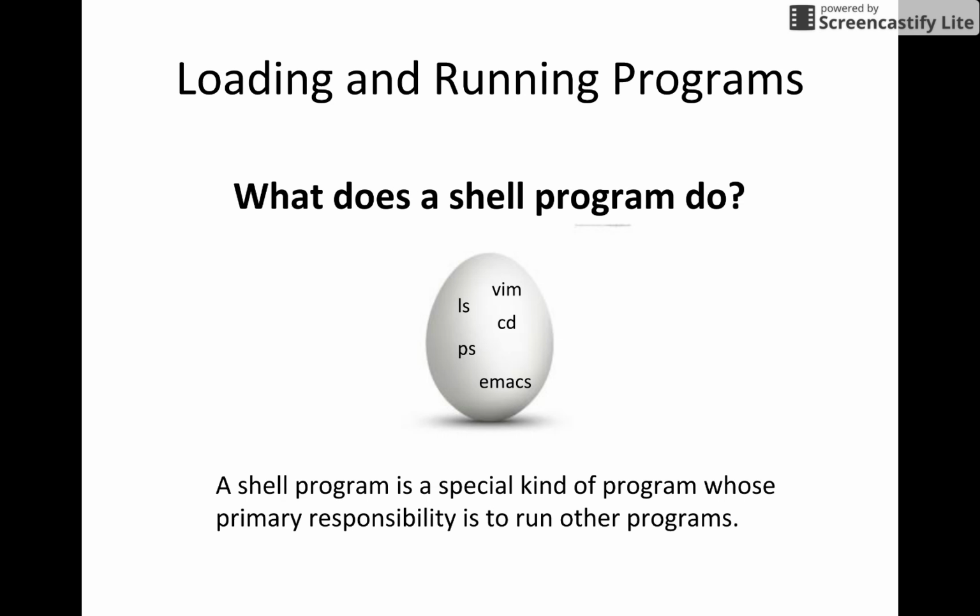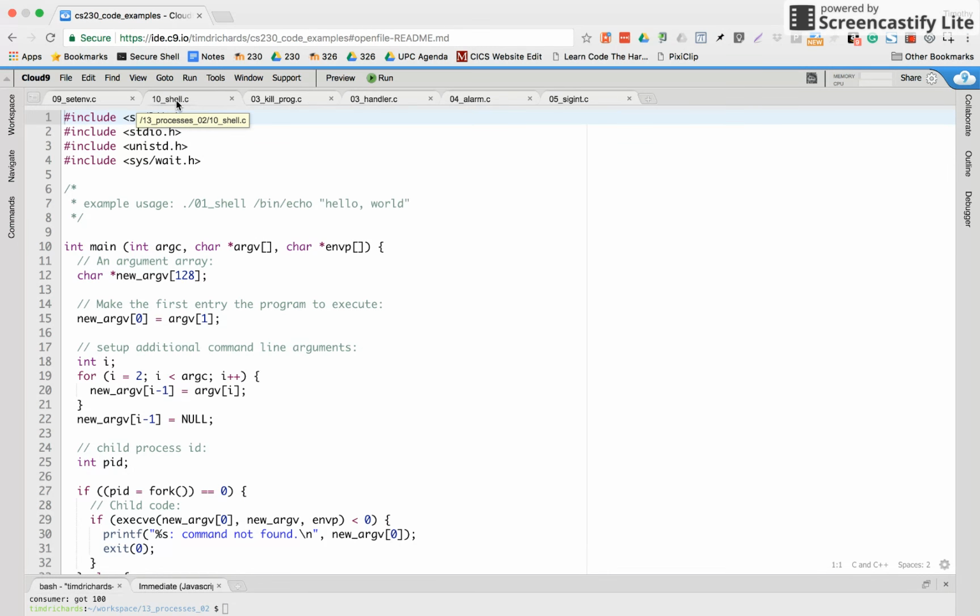So what does a shell program do? Like I said, it's a special kind of program that runs other programs, and it combines both fork and execv. Okay, so if we flip over to here, we can come to this simple program called shell. And here you can see in this program, it's very simple. We create a new array for the new arguments that we will construct as part of our program. And we take the given argv and its first entry, and we're going to make that the 0th entry of the new argv. Okay, so our first argument to this program is going to be another program to run.